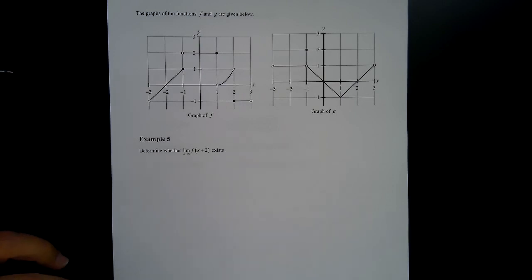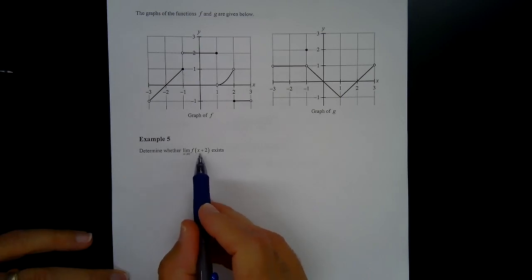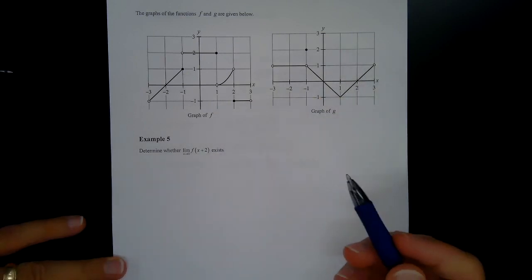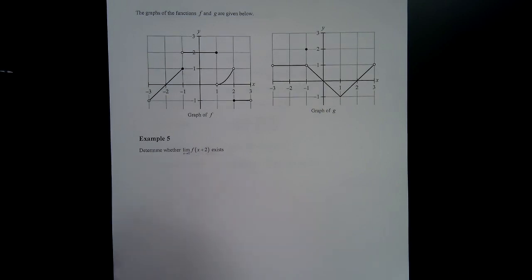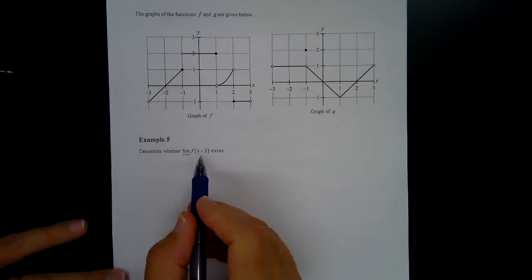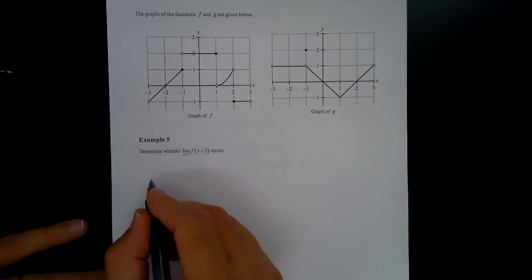For this last problem, what I want to do is the limit as x approaches 0 of f of x plus 2. Okay, so we're not even going to use g in this case, all right? But this is a composition of functions. And there is another way to look at this problem through transformations, but I'm going to look at this a little bit differently, okay? I want to look at this as a composition, and we're putting the function x plus 2 into the f function, okay?